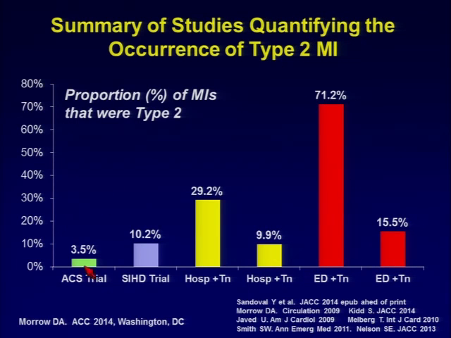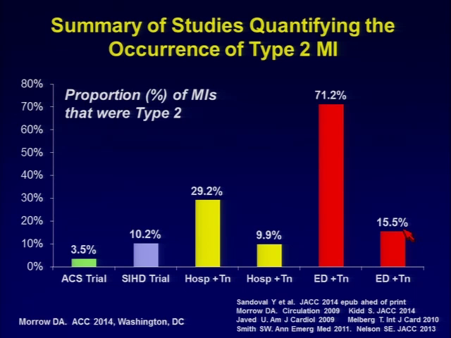So if we test all comers and look at all patients in a hospitalized setting who have troponin measured, the incidence of type 2 myocardial infarction is much higher, estimated here at 30%. And if you take all comers to the emergency department who have elevated cardiac troponin and examine their final diagnosis, in one study it was estimated to be as high as 70% of the myocardial infarctions were reported to be type 2.